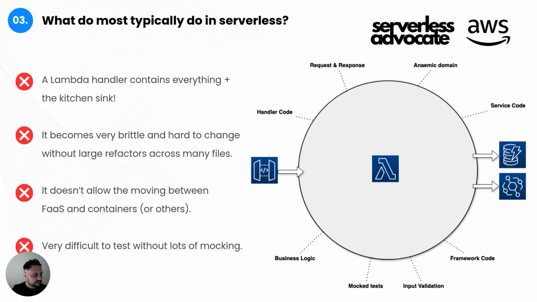This is very brittle and very difficult to change. It doesn't allow us to easily swap out one service for another or move, say, between functions and containers. It's very difficult to test without doing a lot of mocking. And when we make a change to a service, we then have to change all the mocks, which isn't great.